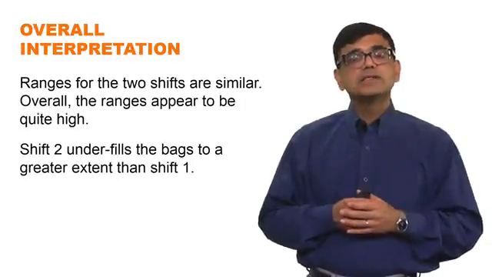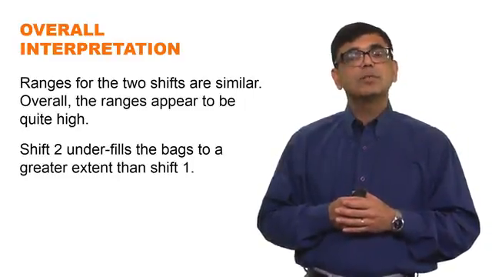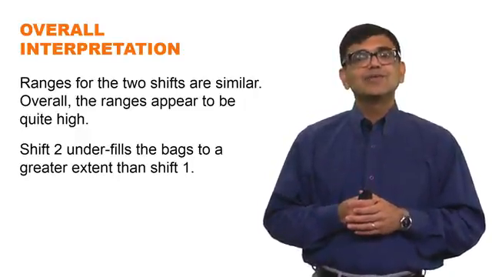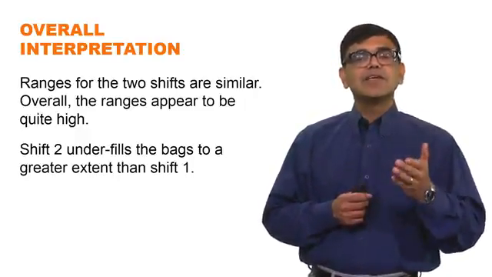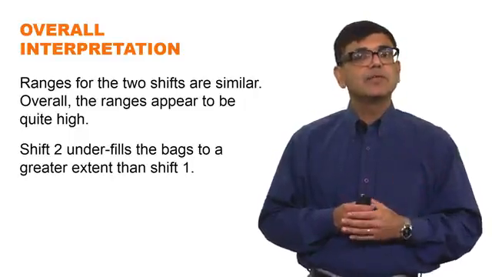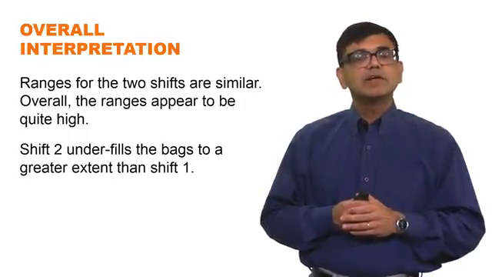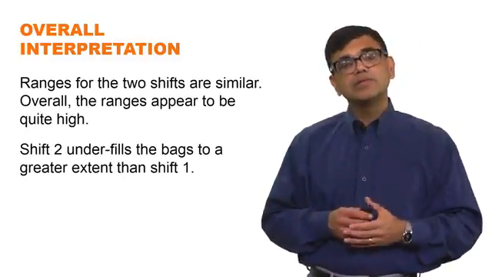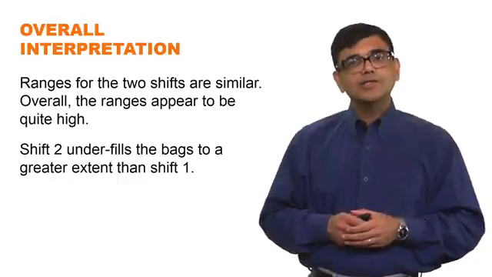Shift 2 is certainly worse than Shift 1 in terms of underfilling the bags, but Shift 1 is not doing very well either, because there the center line was at 500, so it's telling you that 50% of the bags would be under 500 grams. So yes, Shift 2 has a problem, but it's a bigger problem than Shift 1. Shift 1 also has a problem here.